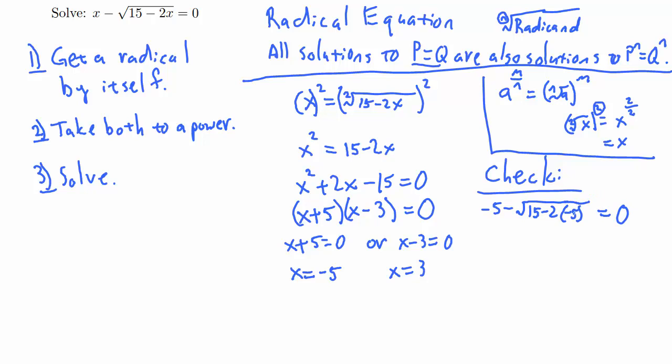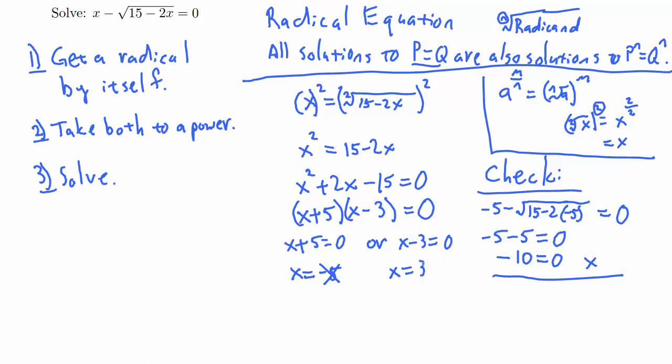Now, what is negative 2 times negative 5? Well, that's positive 10. 10 plus 15 is 25. And what's the square root of 25? Well, that's 5. That's going to give us negative 5 minus 5 equals 0. Is negative 5 minus 5 equal to 0? No. It's negative 10. You do need to write down this last little step just to show that negative 10 does not equal 0. So I'm going to put an x there. What that means is that we're going to reject the negative 5.